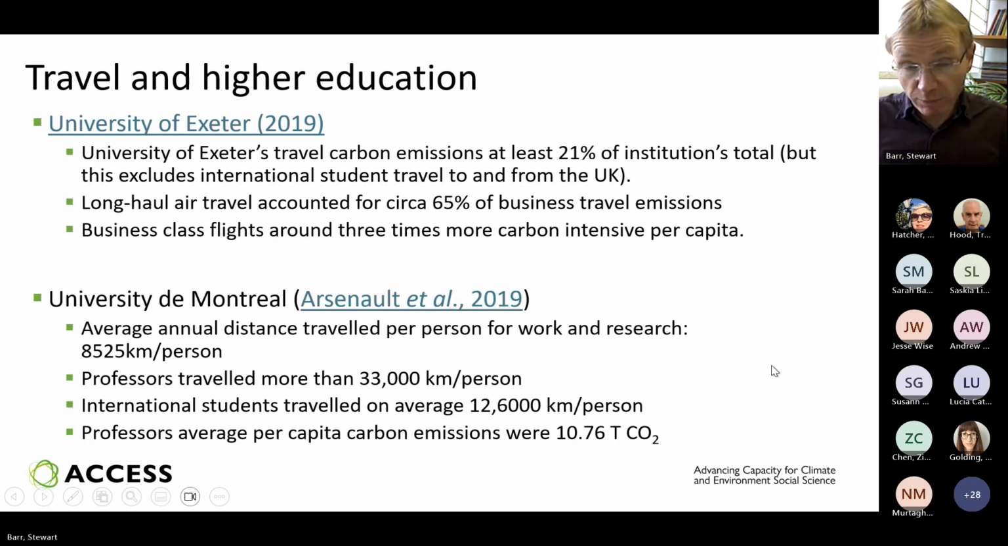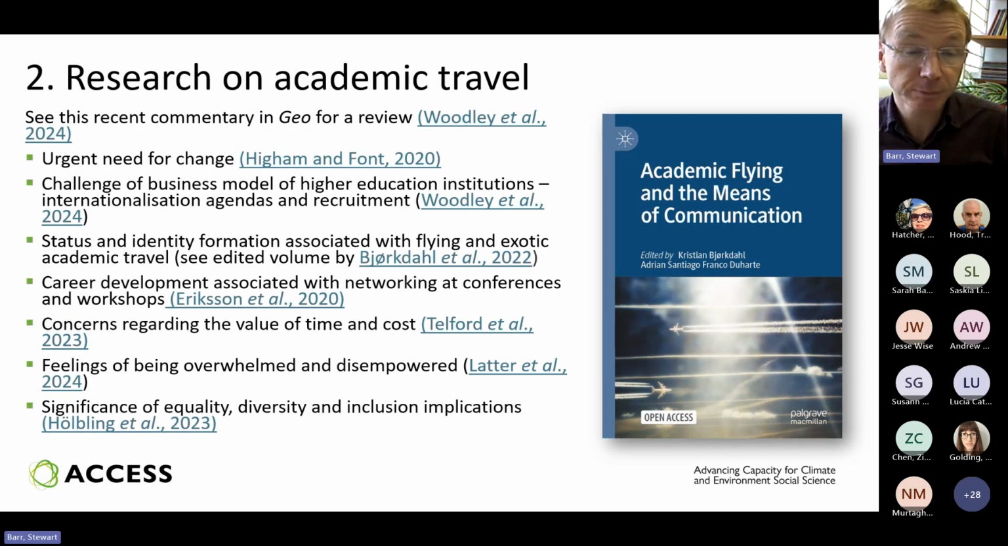So headlines really from this slide is that travel is a very significant contributor to the carbon emissions of higher education institutions. And secondly, that there are quite a lot of inequalities there. Quite a lot of the emissions are concentrated in a relatively small number of people.